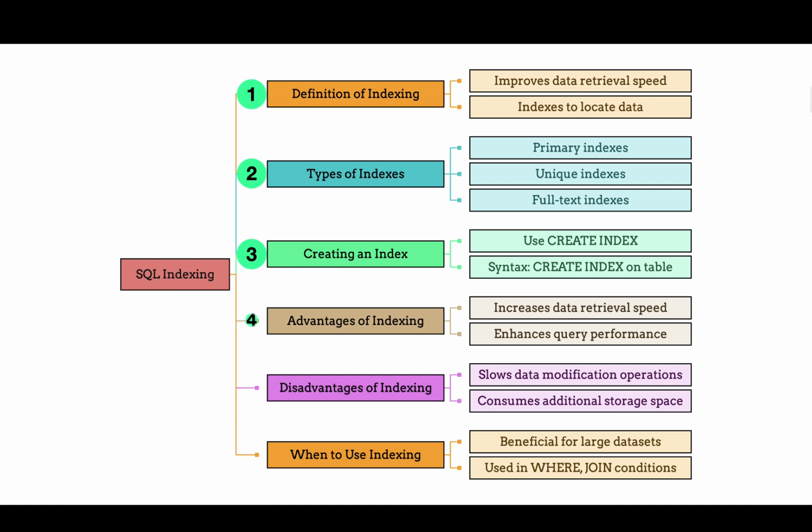4. Advantages of indexing: increases the speed of data retrieval operations, enhances performance of queries, and reduces the time taken for sorting and joining operations. 5. Disadvantages of indexing: can slow down data insertion, deletion, and update operations due to the need to maintain the index. Also, indexes consume additional storage space. 6. When to use indexing. Indexing is most beneficial on tables with large volumes of data and columns frequently used in where clauses, join conditions, or as sorting and grouping fields.